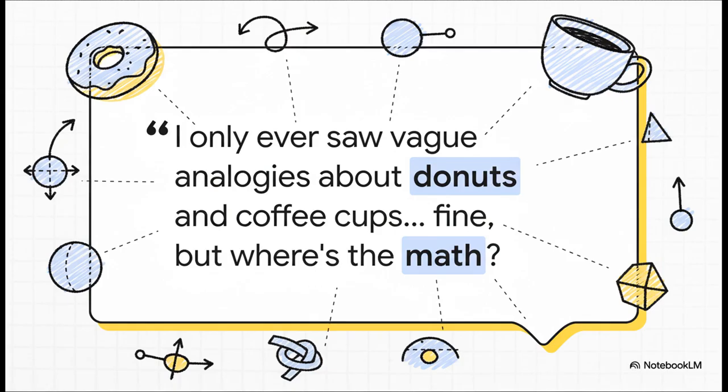The classic, a donut is the same as a coffee cup thing. And that's a great little hook, but it almost always leaves you with this exact question. Okay, I get the analogy, but where's the math? How do you actually prove that? Well, that is exactly what we are going to unpack.